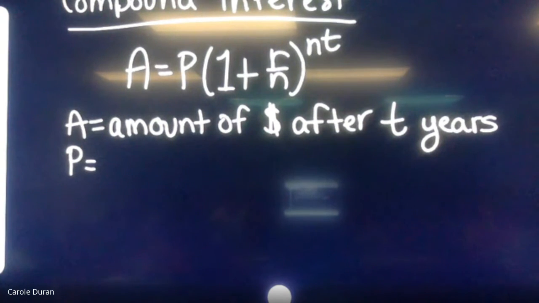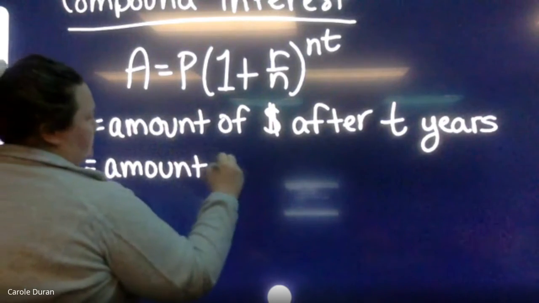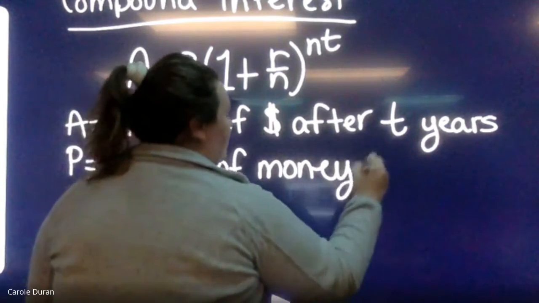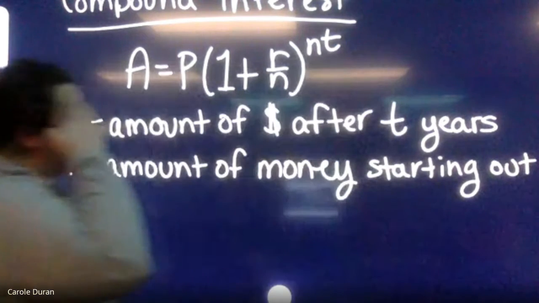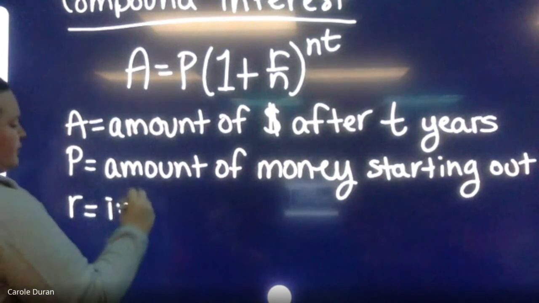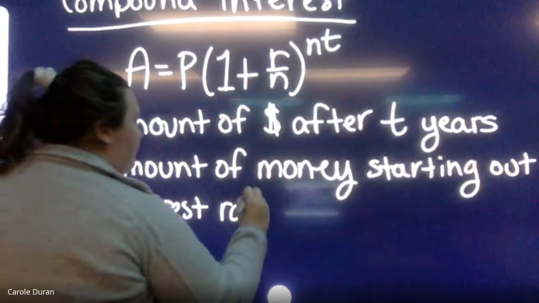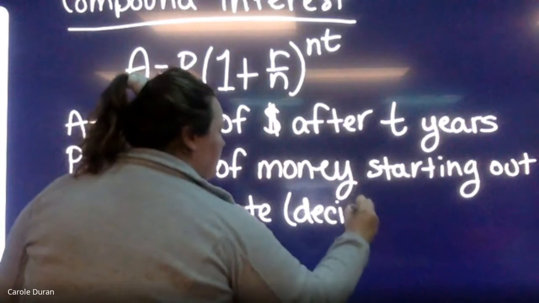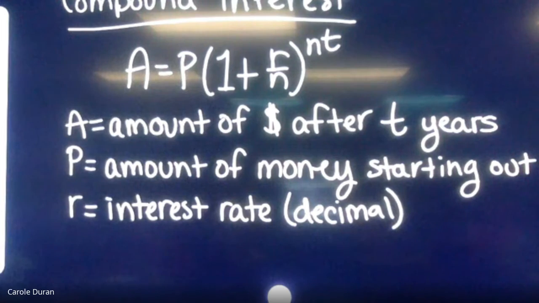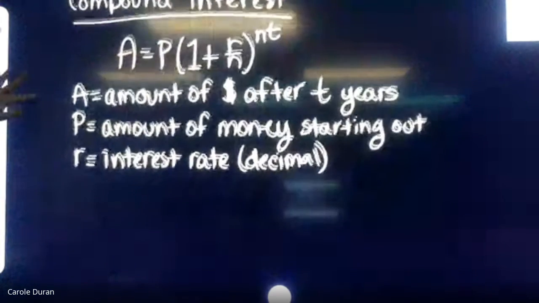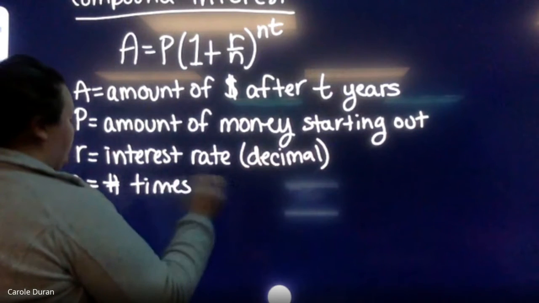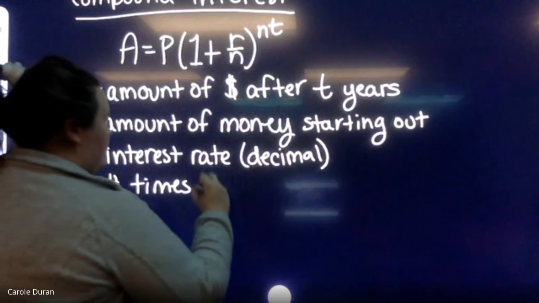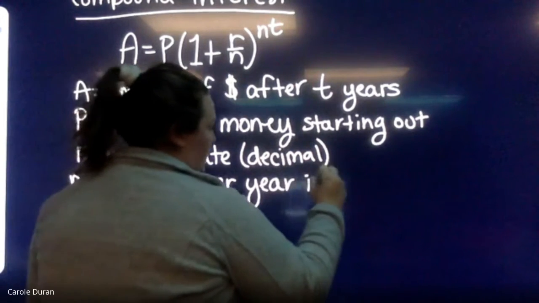Okay, P is the amount of money you start with, or your principal amount. Amount you started with? Yes, amount of money you started with. I'm gonna say starting out. R is the interest rate at which interest is being accrued. We put this as a decimal, not as a percentage. N is the number of times per year your interest is being compounded. Times per year interest is compounded.